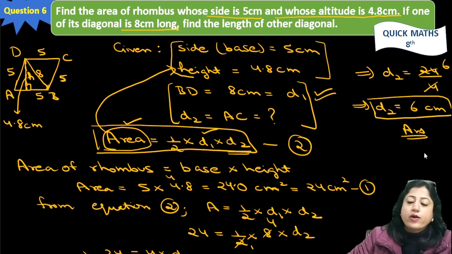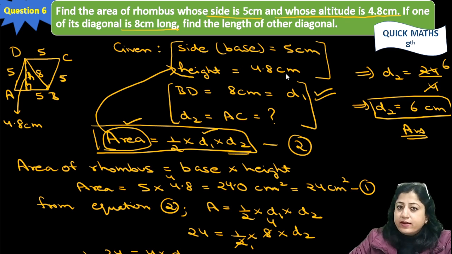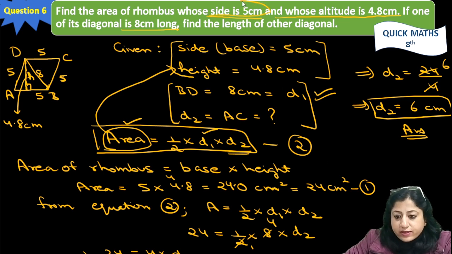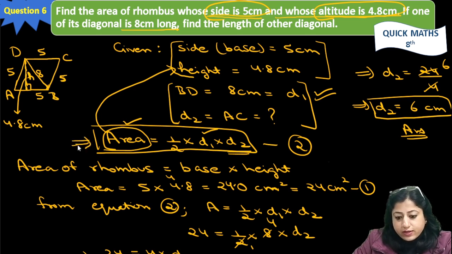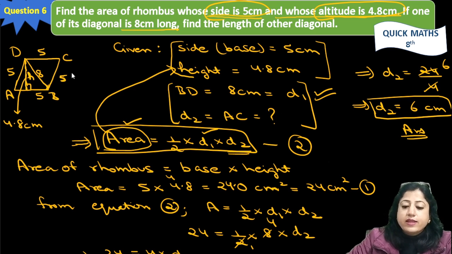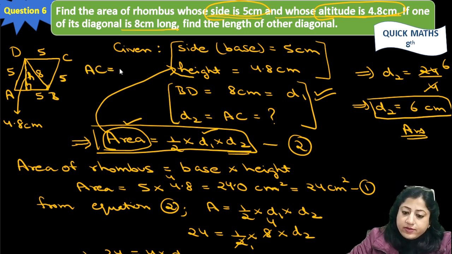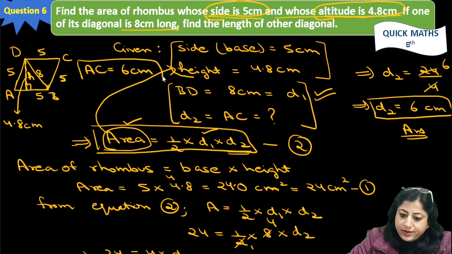It's very simple and important question. To calculate the diagonal, the area must be known. So area will be calculated from side and height, as altitude and height is given in the first case here. So by these two parameters, we can calculate the area as in the case of parallelogram. And by putting this area in the main formula of diagonals, we can calculate the diagonal. So this is the required answer. D2 is 6 centimeter. So the diagonal AC will be 6 centimeter. Thank you so much.